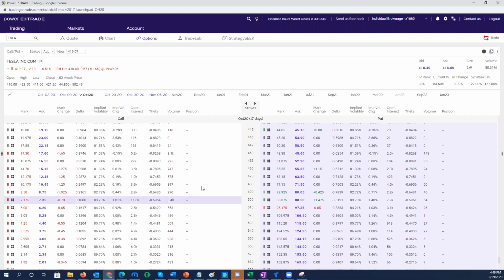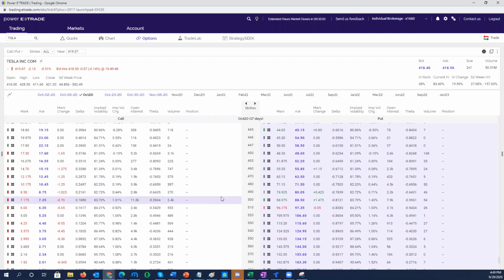But the condition is Tesla should remain at or below 500. So Tesla should remain below 500. What happens? If it stays below 500 or at 500, he's going to collect 2100 into his account. So monthly 2100 for this guy.